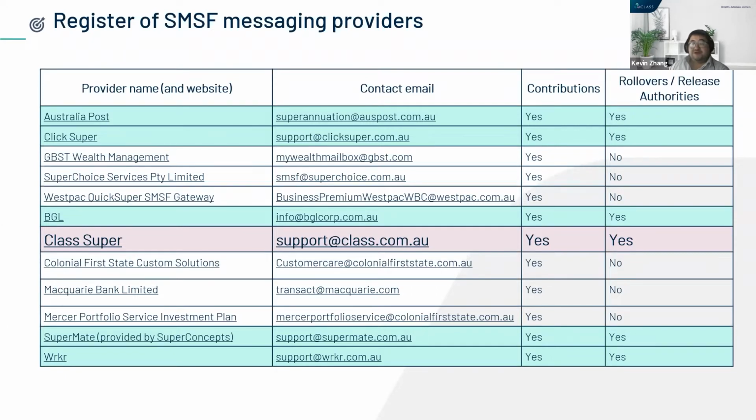For Class, if you're currently using Class Super, there's no charge at all to use Class ESA, which is SMSF Data Flow. Now, if you do have clients using ESAs that only support contributions, for example the Macquarie Bank one, which is very popular, you need to notify those clients to update to the Class one in order to do digital release authorities or electronic SuperStream rollovers.